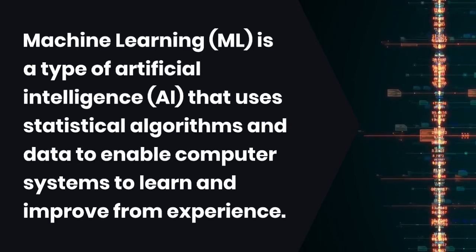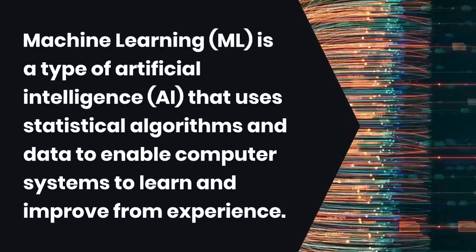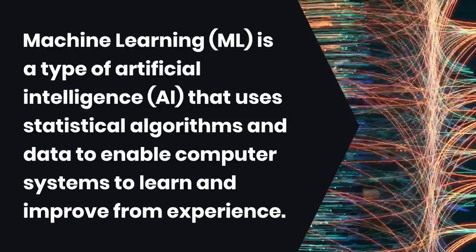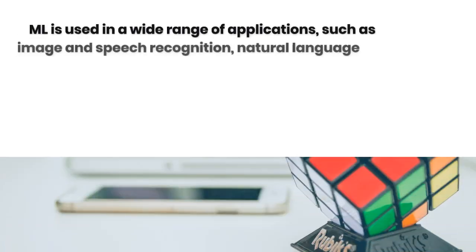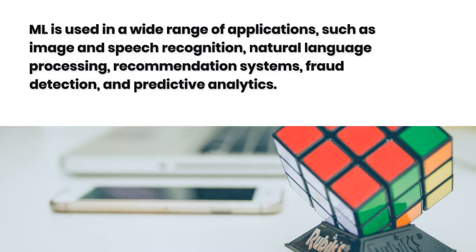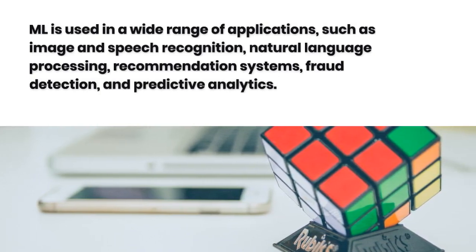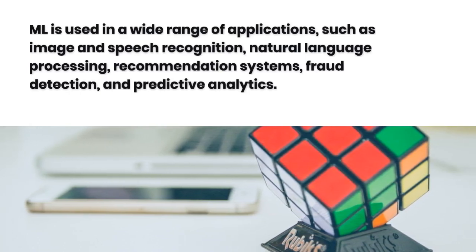Machine learning, ML, is a type of artificial intelligence, AI, that uses statistical algorithms and data to enable computer systems to learn and improve from experience. ML systems are designed to automatically recognize patterns in data, identify relationships, and make predictions or decisions based on the information they have learned. ML is used in a wide range of applications, such as image and speech recognition, natural language processing, recommendation systems, fraud detection, and predictive analytics.